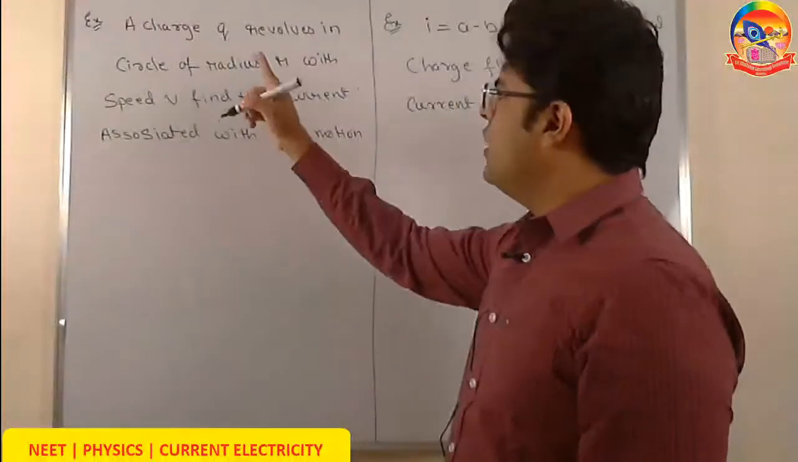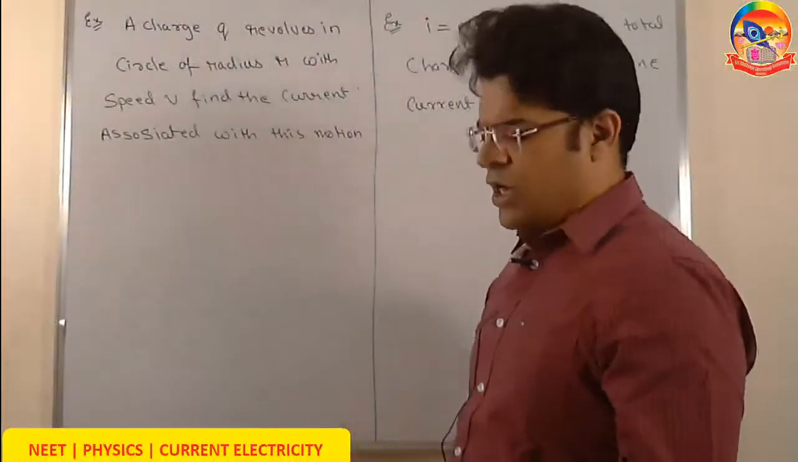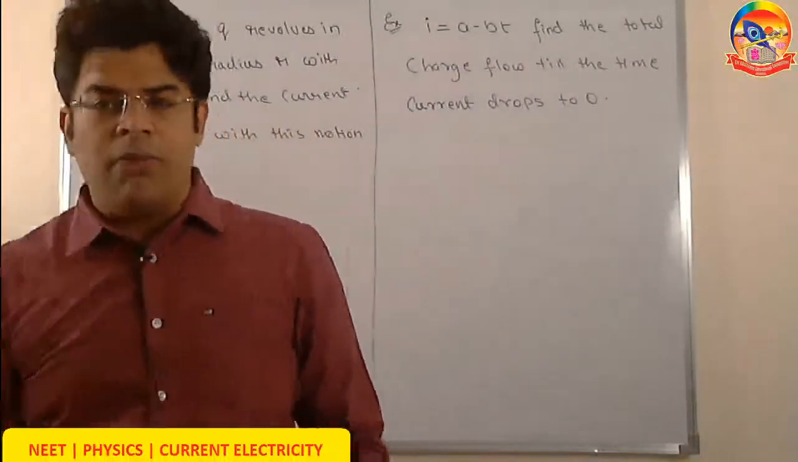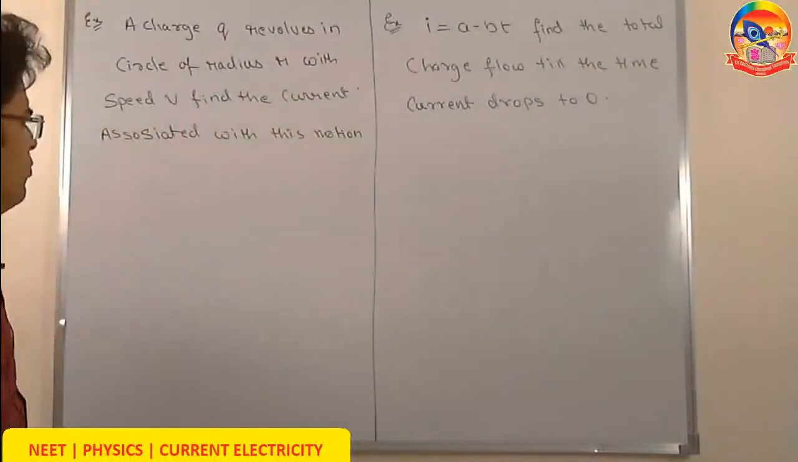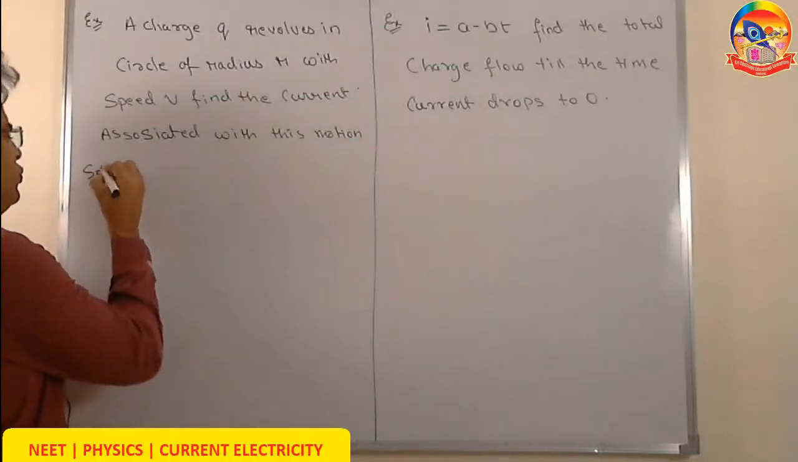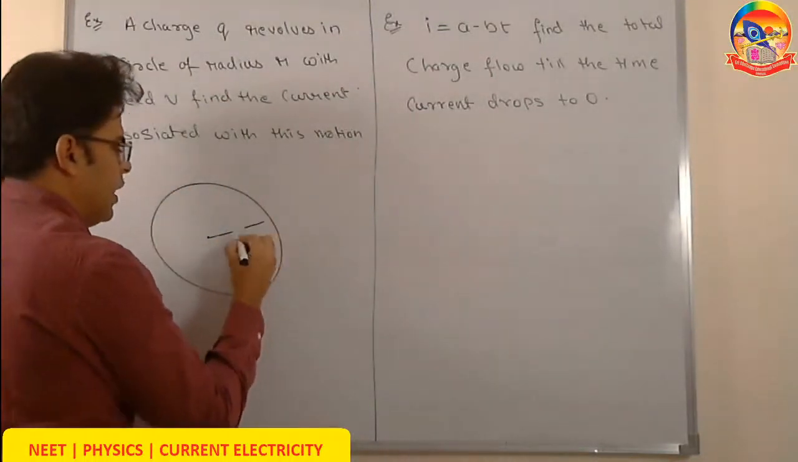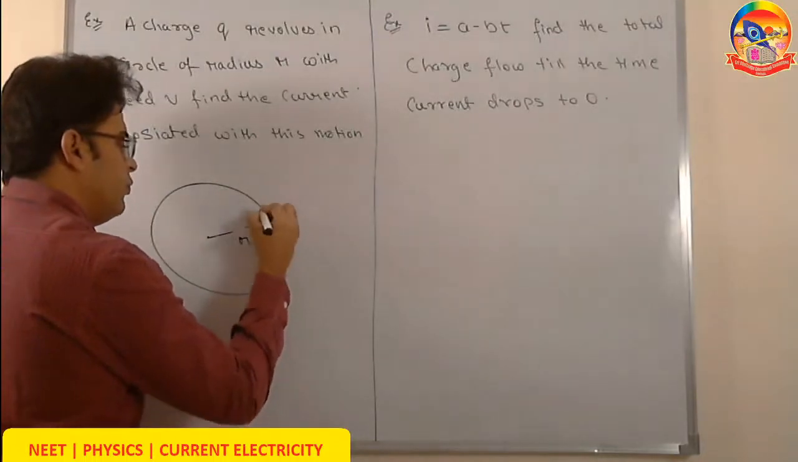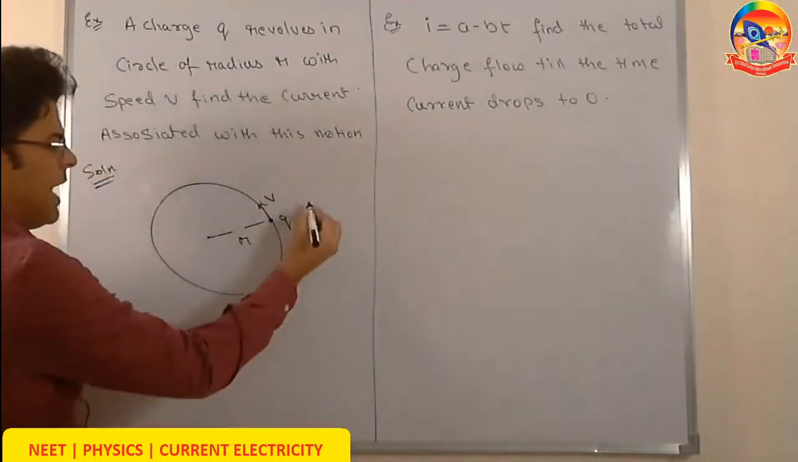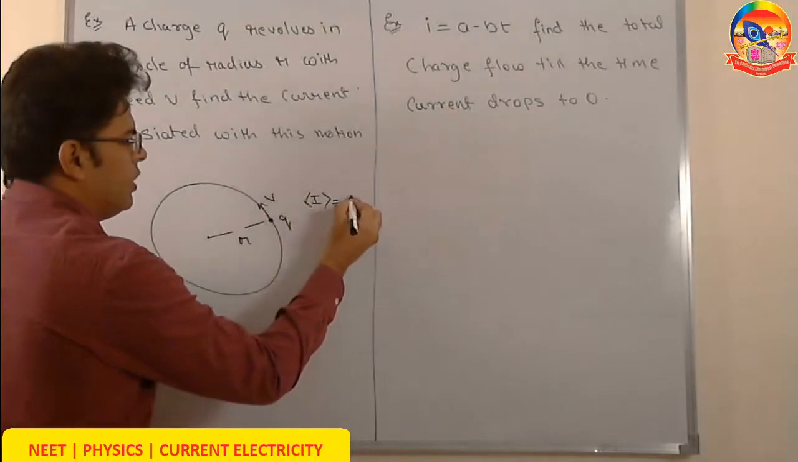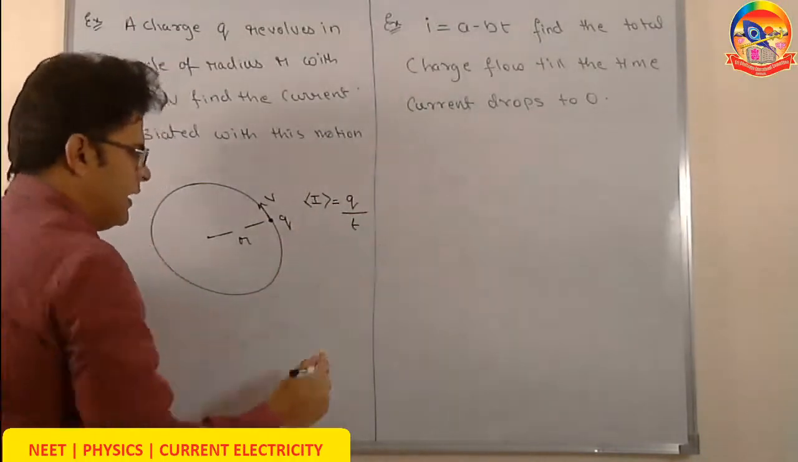First, a charge q revolves in a circle of radius r with speed v. Determine the current associated with the motion of this charge. Solution. Let's say we have this circle of radius r in which a charge q moves with a speed v. We know that the average current is nothing but the total charge flow upon the total time taken.